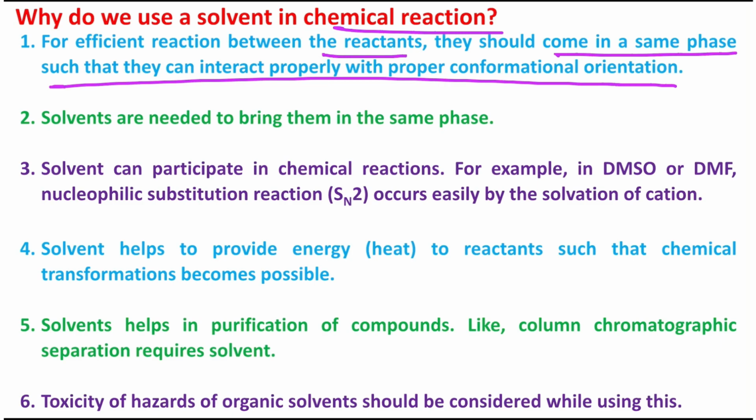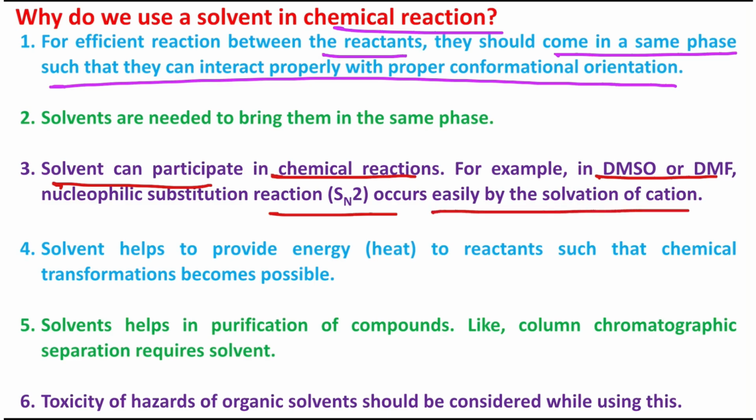Not only that, solvent can participate in chemical reactions too. For example, DMSO and DMF can participate in nucleophilic or SN2 substitution by easily solvating the cation, because the cation is electron deficient, Mn plus, and DMSO and DMF coordinate to the metal and stabilize it. Consequently, the anion becomes free or naked, and consequently its reactivity increases.